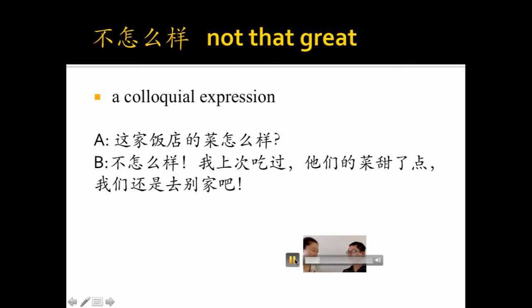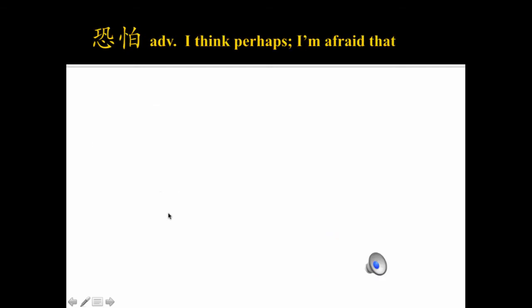这家饭店的菜怎么样？不怎么样，我上次吃过，他们的菜有点甜，我们还是去别家吧。好，你觉得 Student B 喜欢这家饭店的菜吗？不喜欢。How do you know？因为他说不怎么样，not that great。好，下面我们看第三个。Now let's move on to the third word.